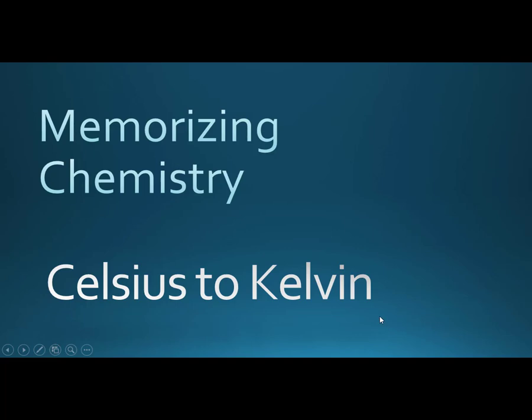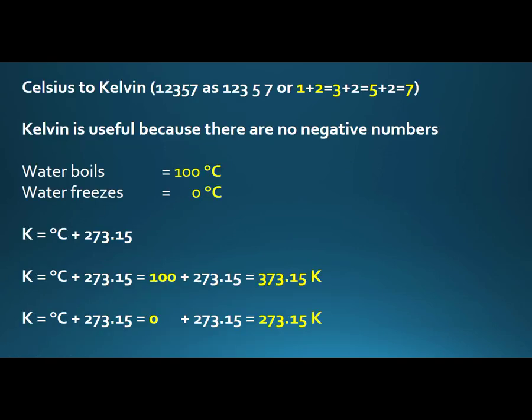Okay, this is Memorizing Chemistry, just some tips to help you remember some of the calculations you'll need. We're going to talk Celsius to Kelvin in this quick video. Celsius to Kelvin is something we use because we don't want to use negative numbers many times. They're kind of a pain, and it makes equations wrong sometimes, and it messes things up. So by using Kelvin, we don't have to worry about negative numbers.